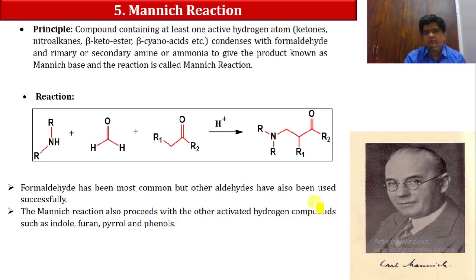Okay, Mannich reaction. So now Mannich reaction, this is the scientist who discovered this reaction, Carl Mannich. Okay, Carl Mannich, who discovered the Mannich reaction. So now let us understand its principle. The principle says that a compound containing at least one active hydrogen, from what? Ketone, nitroalkane, beta ketoester, beta cyanoacid, etc., condenses with formaldehyde and primary or secondary amine, or ammonia to give the product known as Mannich base, and this is called the Mannich reaction.